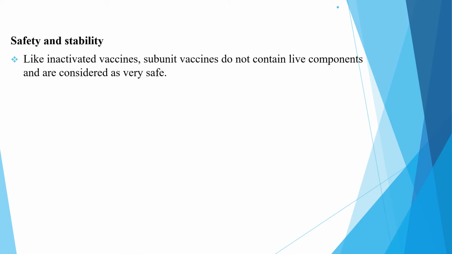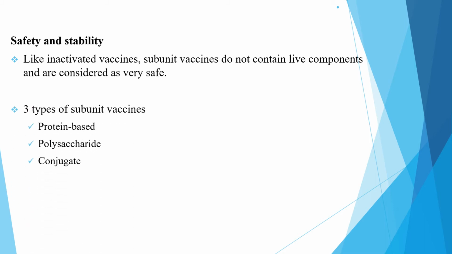When we see the safety and stability of subunit vaccines, like inactivated vaccines, subunit vaccines do not contain live components and they are considered very safe. There are three types of subunit vaccines: protein-based, polysaccharide, and conjugate subunit vaccines.